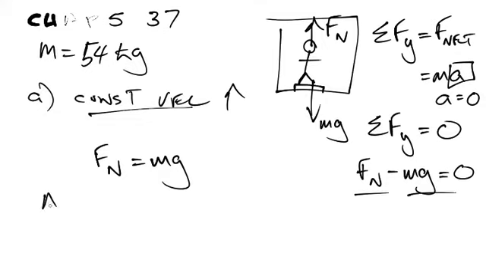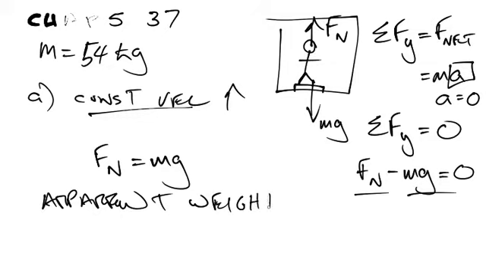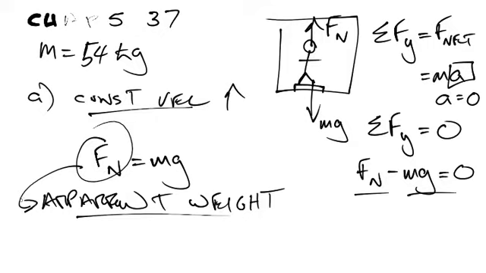And her apparent weight, and this is actually important, this term apparent weight, because a lot of times when you hear this term, it's actually referring to the normal force. So apparent weight is the normal force, and that's the force with which a scale will push on her. So in this case, the answer would be her apparent weight is simply mg, or 54 times 9.8.